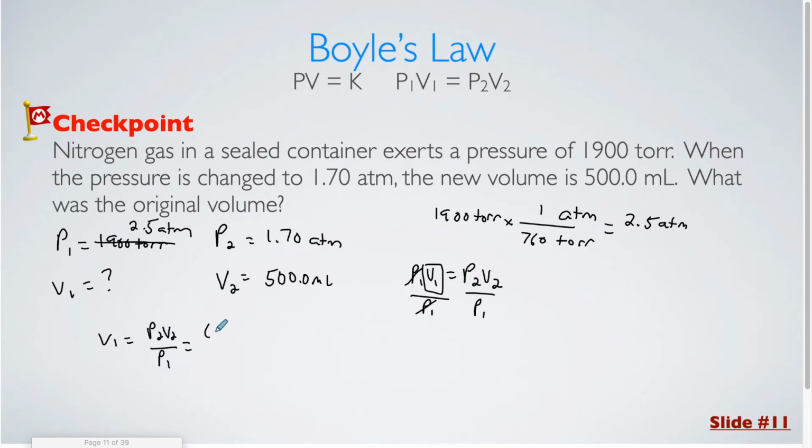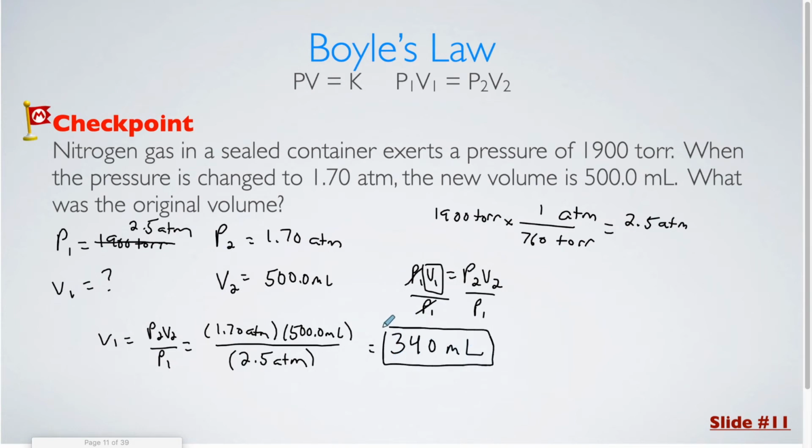It's going to be 1.70 atmospheres, a volume of 500.0 milliliters, and a pressure of 2.5 atmospheres. I'm going to multiply and divide across. I have 340 milliliters. This is two significant figures, which matches the two significant figures from the 2.5.